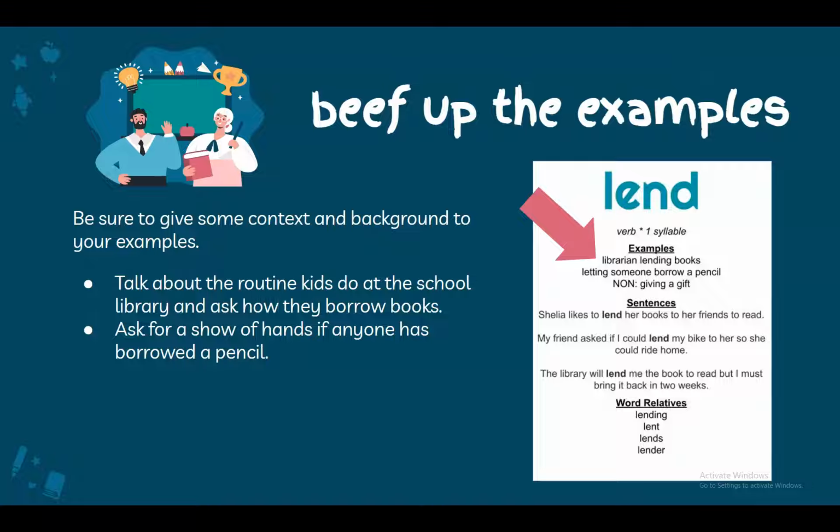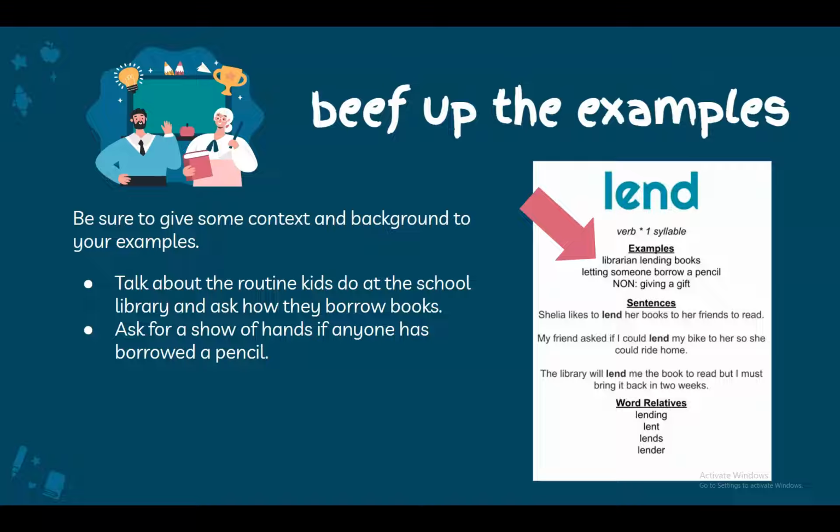Make sure you're beefing up your examples too. Don't just read off the card. For example, this is the word magnificent. I wouldn't say an Eiffel Tower or a rainbow in the sky. I'd give some context behind it. So let's look at this word, lend. In this word, we have 2 good positive examples, a librarian lending books and letting someone borrow a pencil.